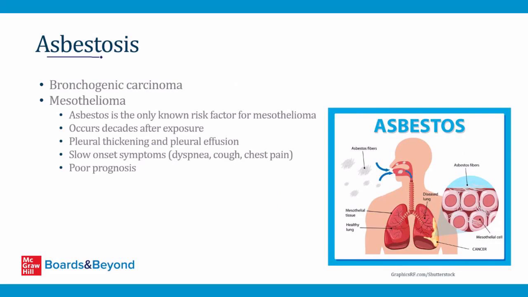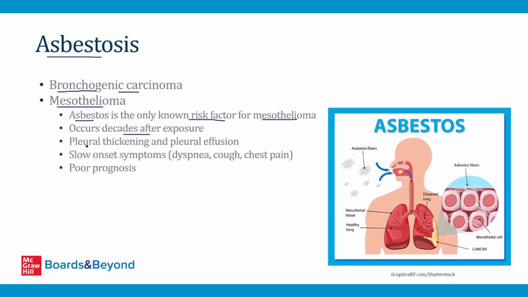First of all, patients with this condition can develop bronchogenic carcinoma, just like you can see in other forms of occupational lung disease. But then there is a very rare form of cancer called mesothelioma that is linked to asbestos. In fact, asbestos exposure is the only known risk factor for mesothelioma. This lung cancer occurs decades after exposure.